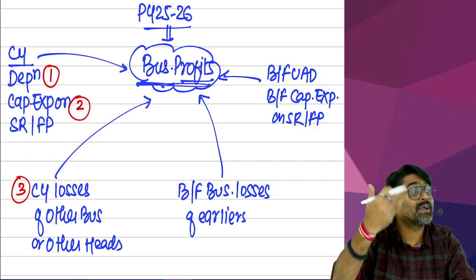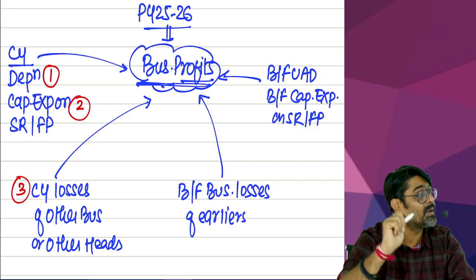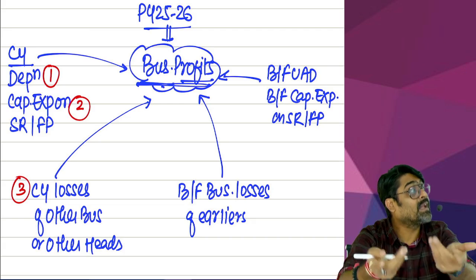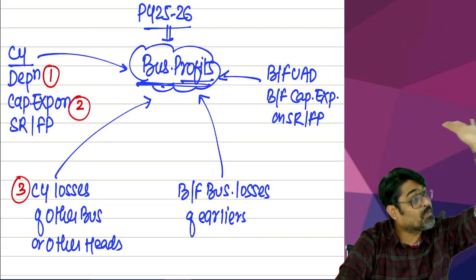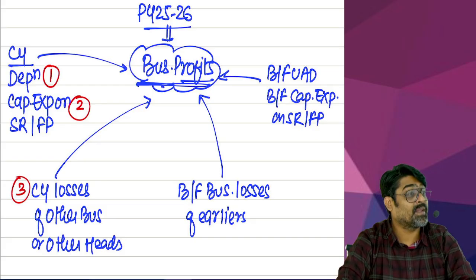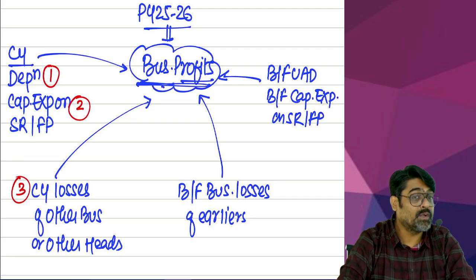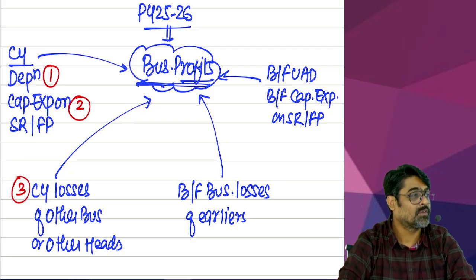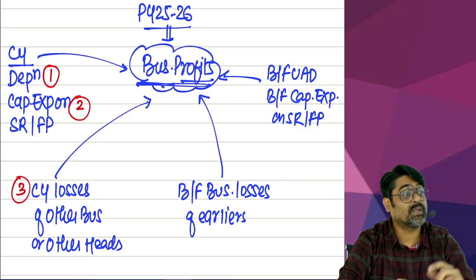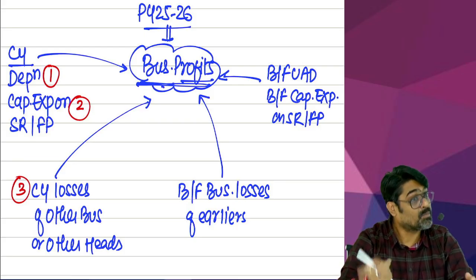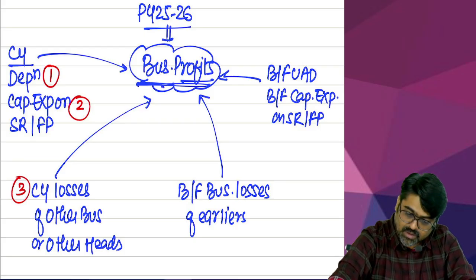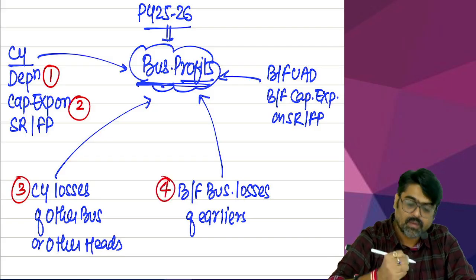They can be adjusted against other incomes also, except salary. And even if other incomes are also not there, they can be carried forward for an indefinite period. There is no restriction on the number of years. So which is more risky to keep? Business loss. So which should be adjusted first? Business loss. Brought forward business loss. Yes or no? So this will be the fourth priority.